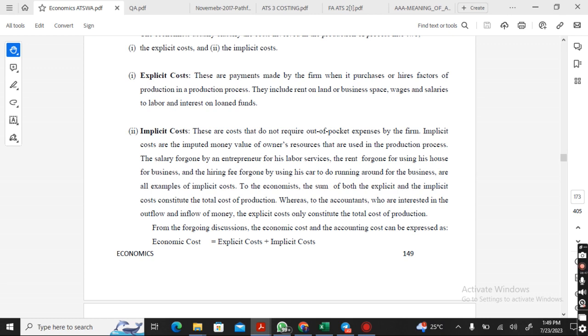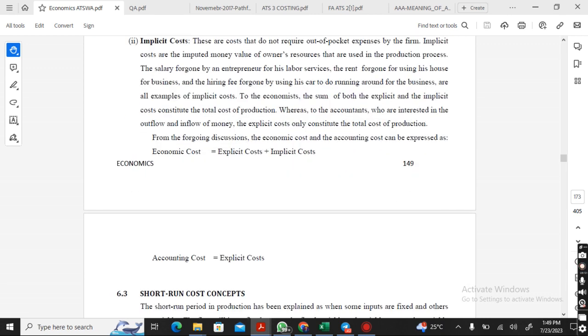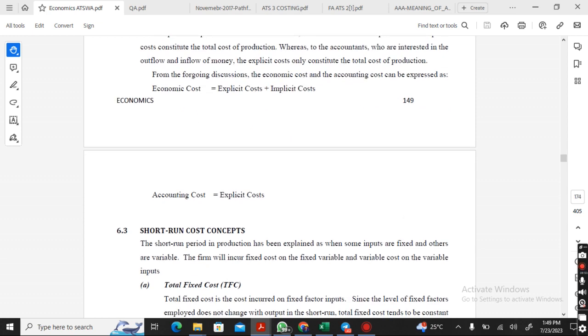So economic cost is the explicit cost plus the implicit cost. That's the mathematical expression. But for the accounting aspect, only the explicit cost is needed. We don't want to know if the director is using his personal car to run his business. All we know is the cost we incurred, because the inflow and outflow of money is very important.